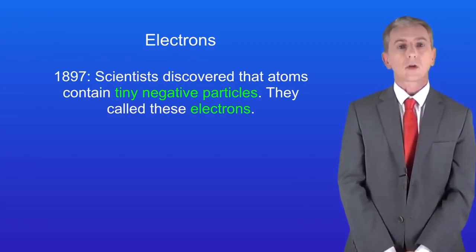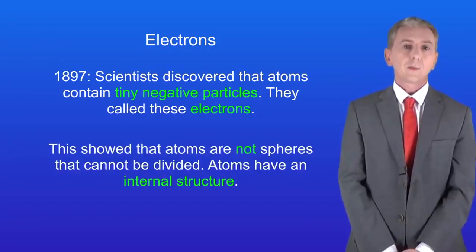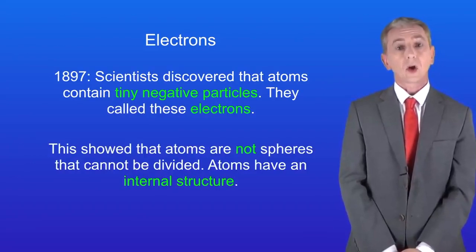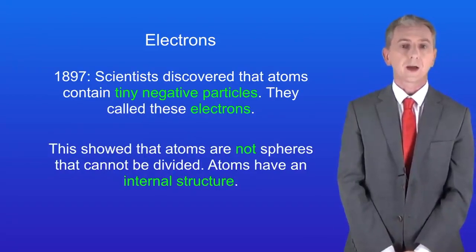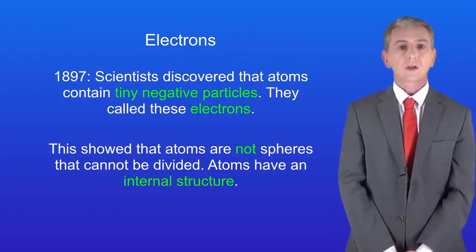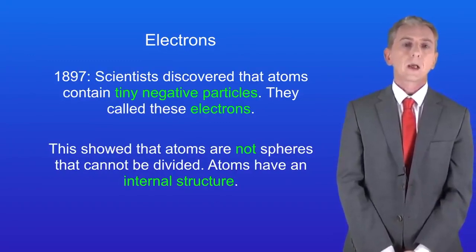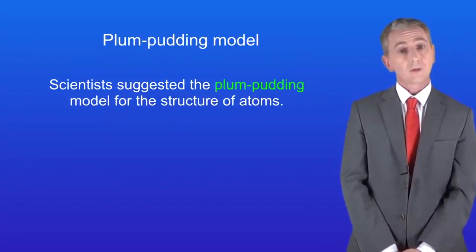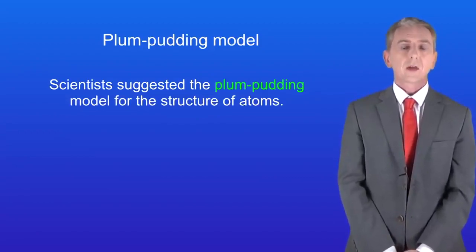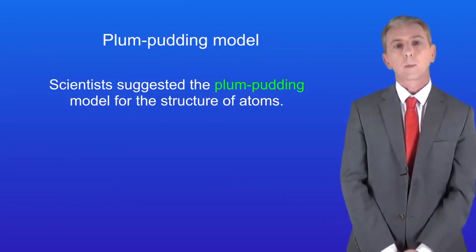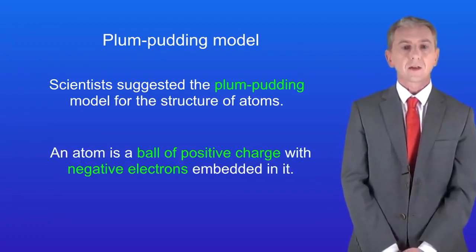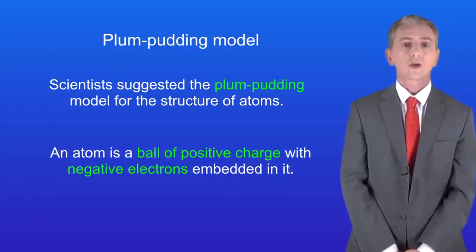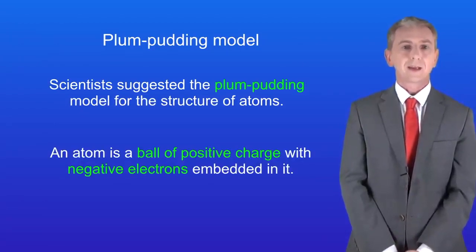They called these electrons. Now, this was a really big discovery because it showed that atoms are not tiny spheres that cannot be divided. Atoms must have an internal structure. So scientists now suggested a different model for the structure of atoms, and they called this the plum pudding model. The plum pudding model suggested that an atom is a ball of positive charge with negative electrons embedded in it.